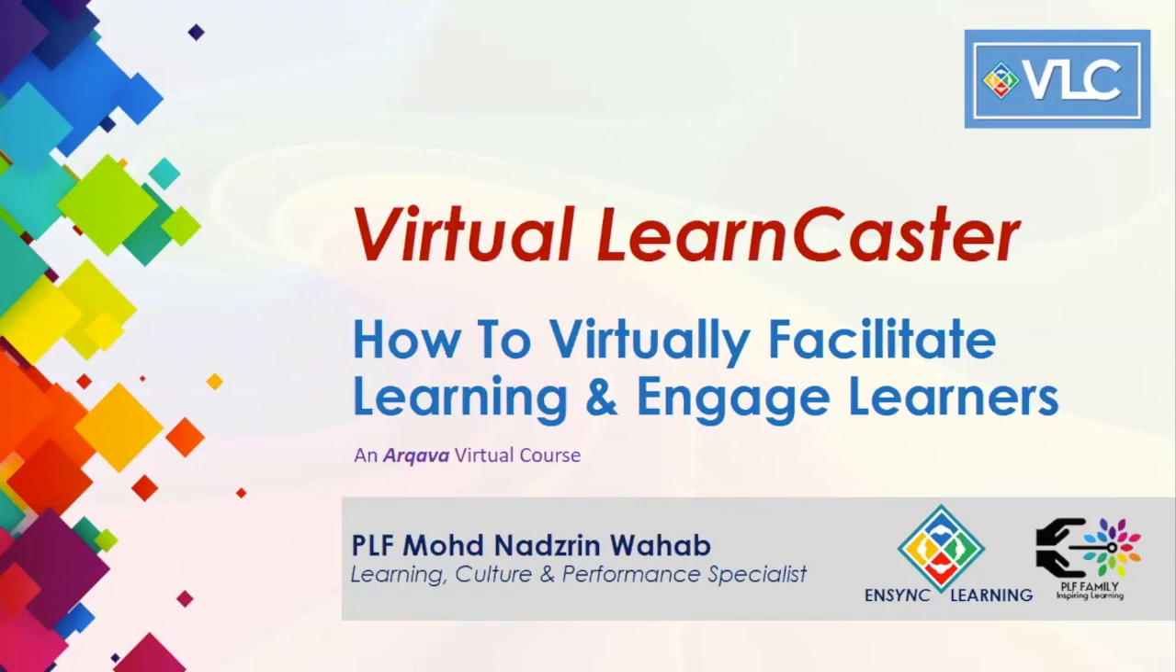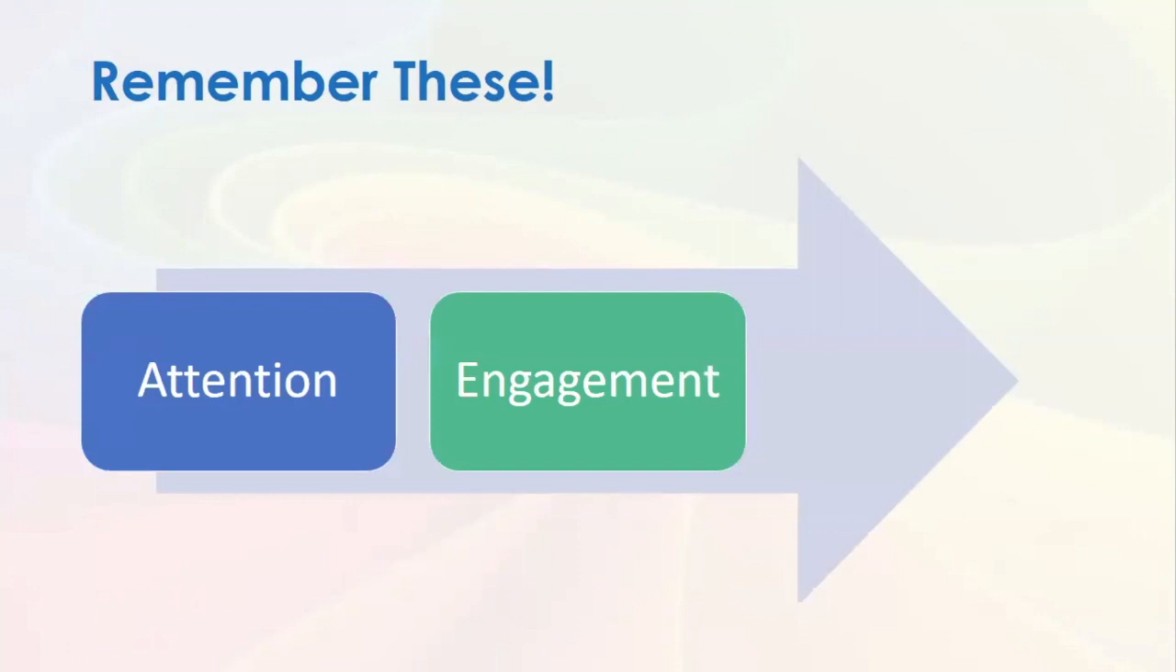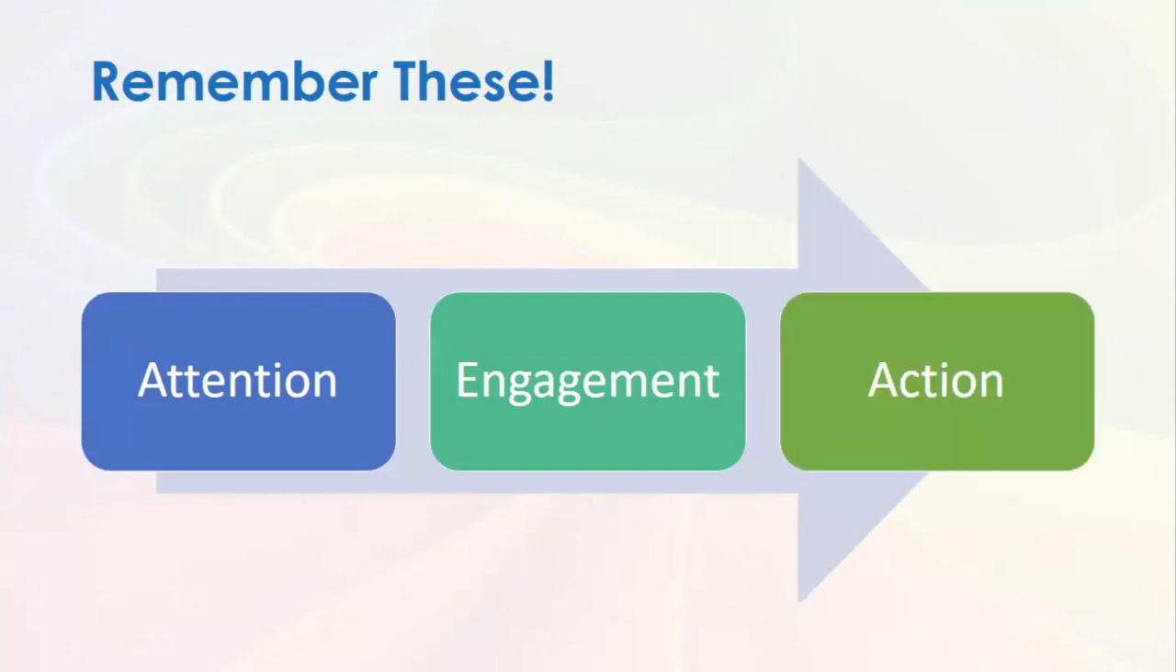So 3 things I want you to remember, which dovetails a little bit with the ARCS model. Just 3 things. Number 1 is you want to capture the attention of your learners, of your participants. Number 2 is you want to keep them engaged. And number 3, very important, if they don't do an action, then there is no evidence. There is no way for you to know whether they are engaging with the content or not.